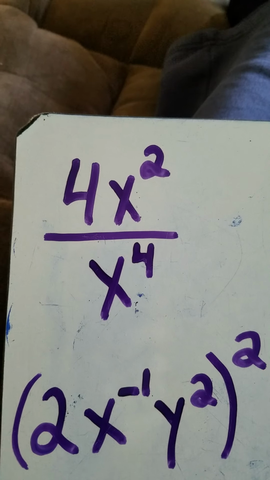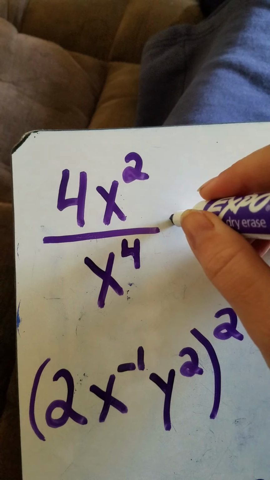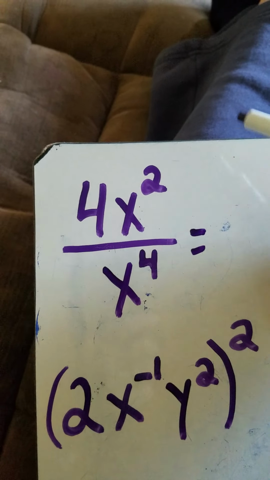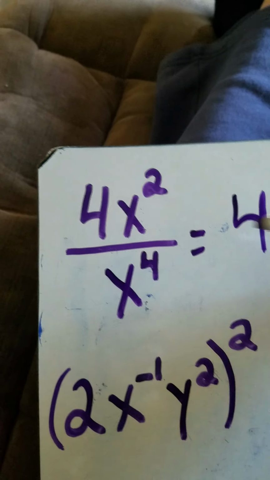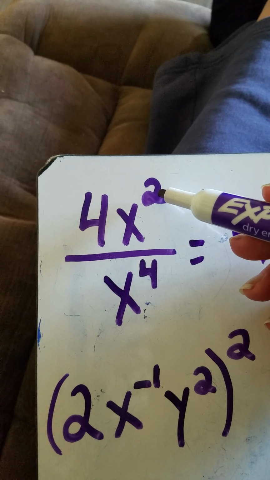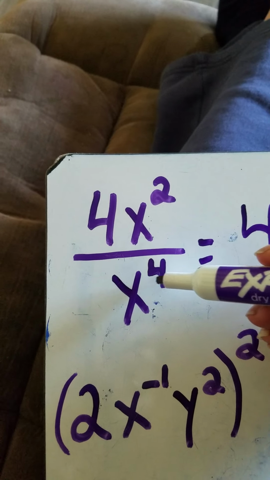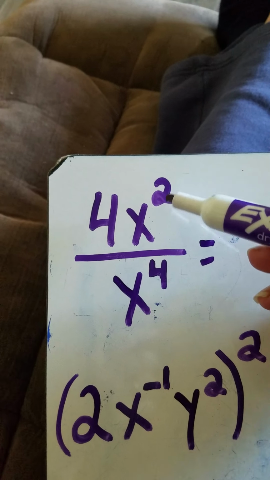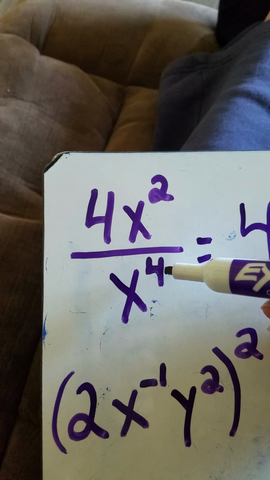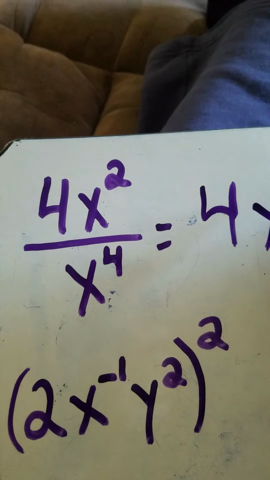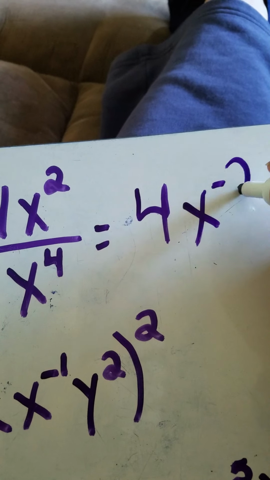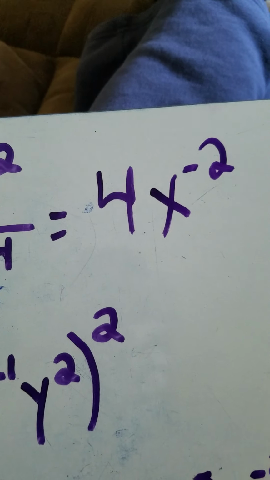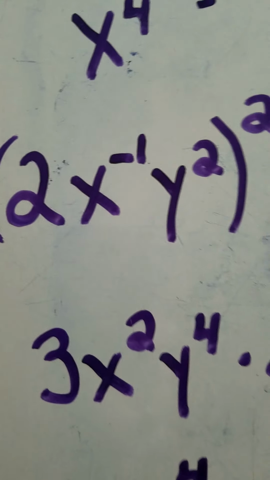So you've seen what this problem does. If I have this, I don't have any whole numbers to deal with, so I leave it as a 4. The x to the second, and then the bottom is x to the fourth. That's the subtraction part. So 2 subtract 4 gives me x to the negative 2. I'm going to change that now. That'll be the new lesson. Let me go through this first.